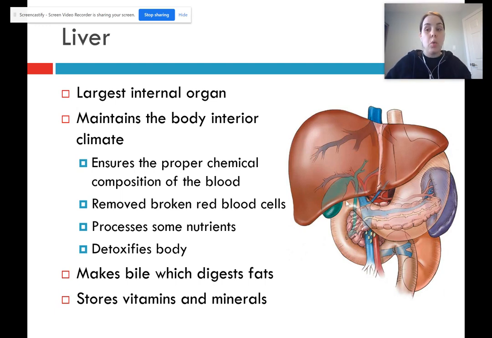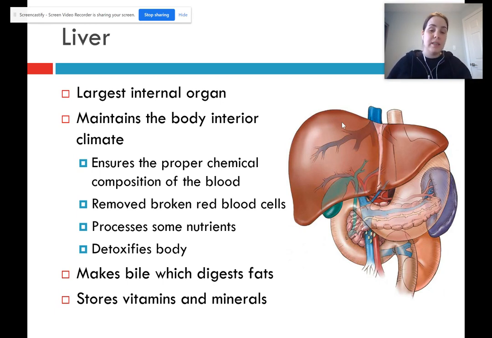Your largest organ of your body is actually your skin, okay? Because you have so much skin all over your body. But your largest internal organ, inside your body versus the outside of your body like your skin, is your liver. Now, your liver has something like 300 jobs. It does a ton of things in your body.